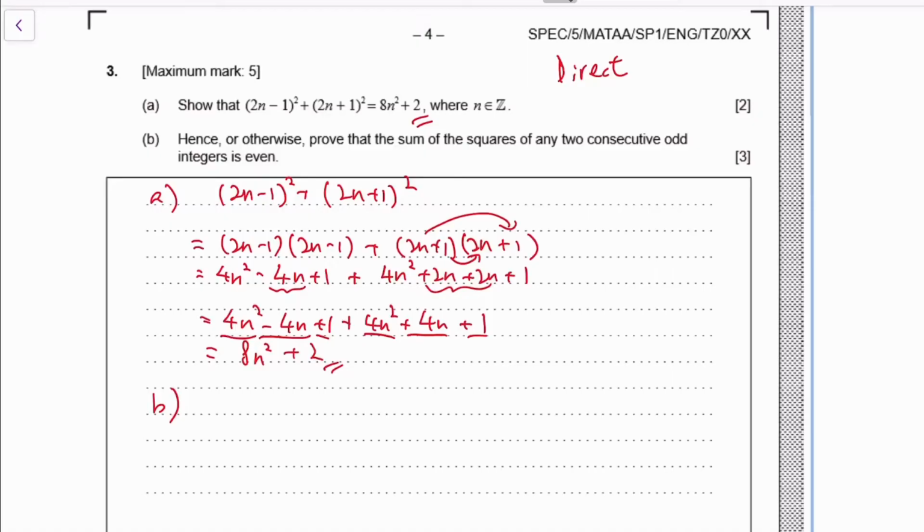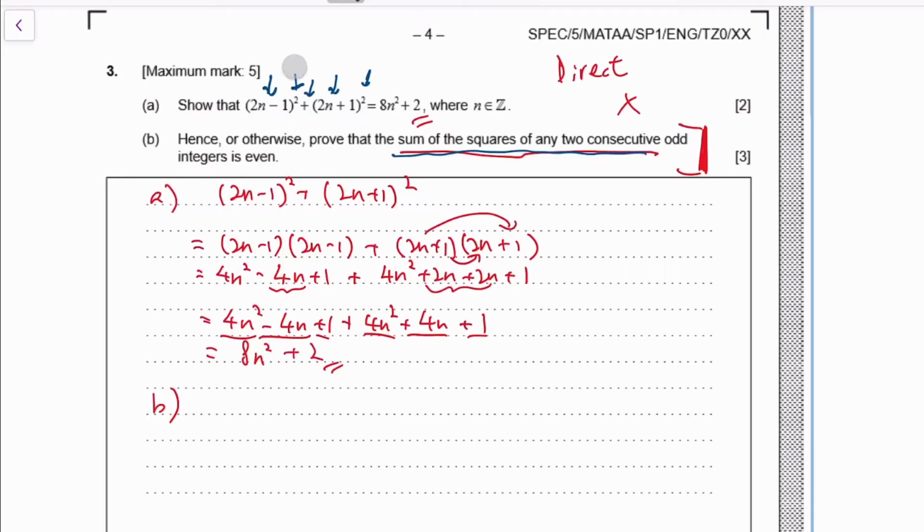Now I'm guessing in the actual exam it is even possible to just give you this part and give you 5 marks. Okay? Part A is basically how you do part B. It's very direct. The sum of the square of two consecutive odd integers. If you think about it, this is exactly what it says on the left-hand side here. 2n minus 1 is an odd number. 2n plus 1 is the next odd number. You square them and you add them up. So that's already exactly the sum of the square of two consecutive odd integers.